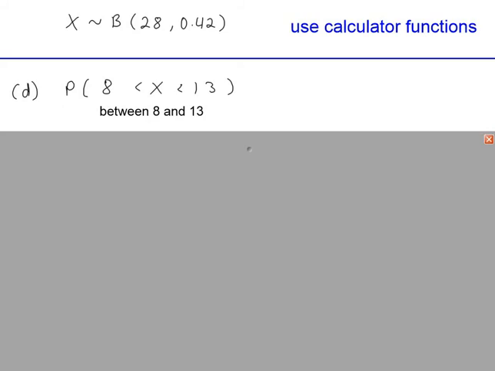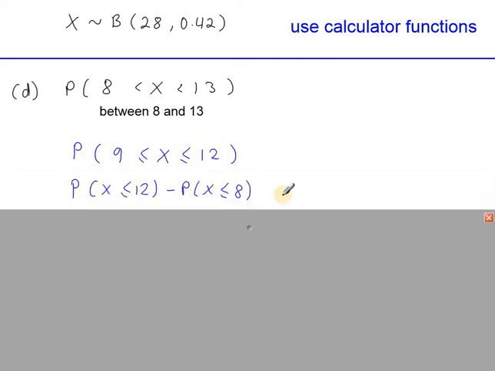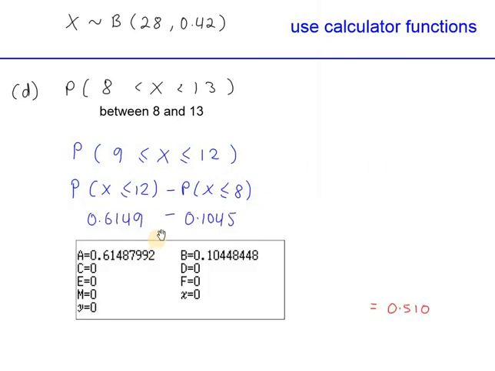Part D, between 8 and 13, that does not include the 8, it does not include the 13. It includes every value from 9, including the 9, all the way up to and including the 12. So less than or equal to 12 minus less than or equal to 8. And we get both of these from the calculator, n is 28, p is 0.42. And we do the same with the other one. Use your calculator's memories again, and then it will be this one, A minus B, 0.510.